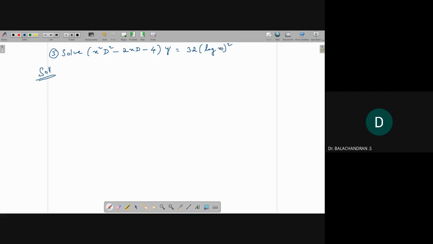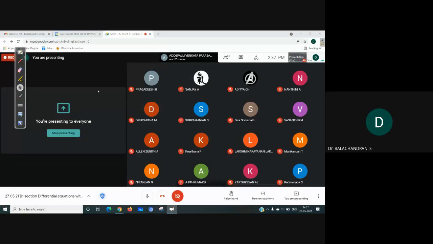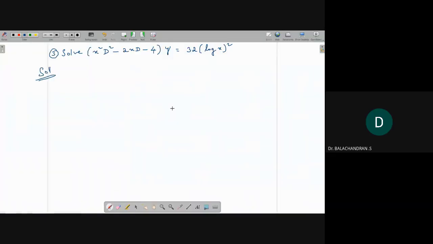This is type number, which type number? You should look at the right hand side and tell. Type 3, sir. Yeah, type 3, correct. What is the name? Sanjay, sir. Sanjay, okay. Type 3. So z equal to log x. Okay, so 32 z square. So z square, that is a polynomial in z.